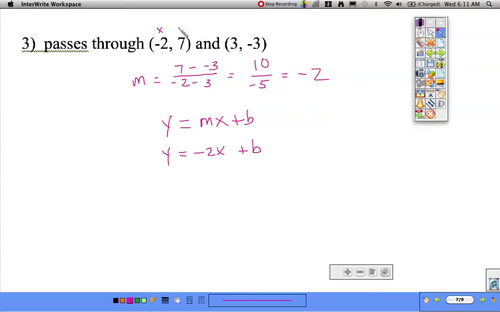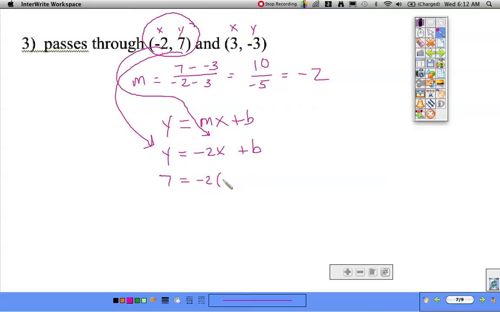Here's an x, here's a y, here's an x, here's a y. It doesn't matter what I choose, but I want to use the x and y that go together when I substitute in. So I'm going to take negative 2 and drop it in for x, and I'm going to use 7 and substitute it in for y. So 7 should equal negative 2 times negative 2 plus b, when I have that y-intercept.